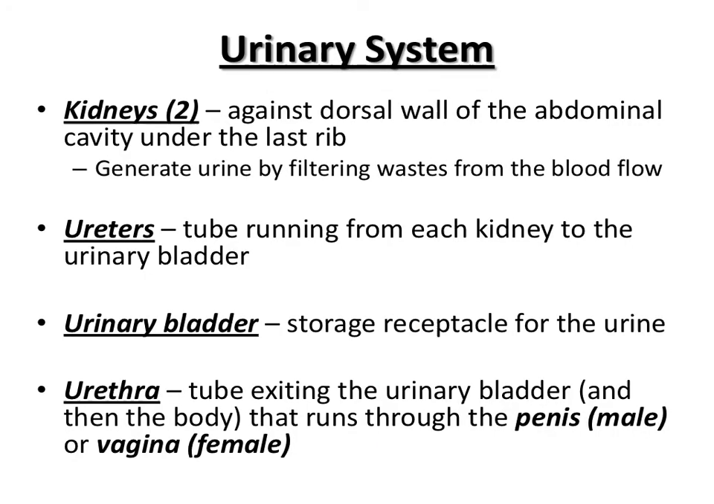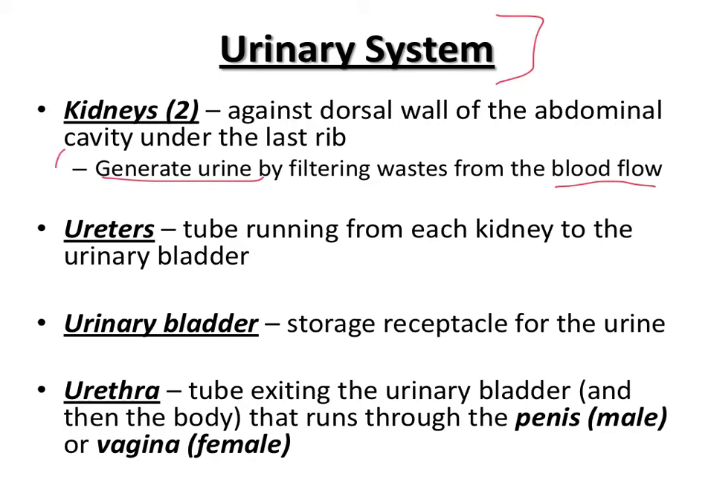So starting with the urinary system as part of the urogenital system, you've got two kidneys, and these will be pictured on the next slide here. You got two kidneys. These are up against your back. So these are on the dorsal wall of the abdominal cavity, under your ribs. These kidneys are what make urine, and they do so by filtering your bloodstream. So they filter waste out of your blood flow along with some liquids and create urine.